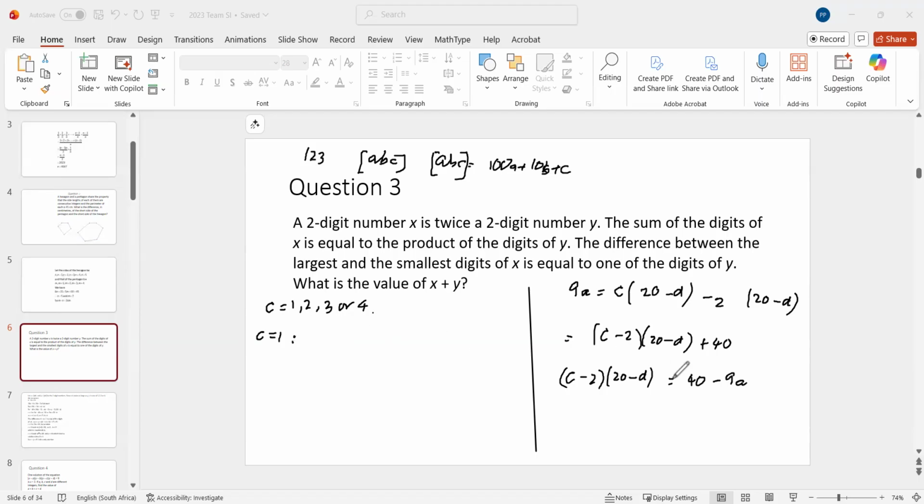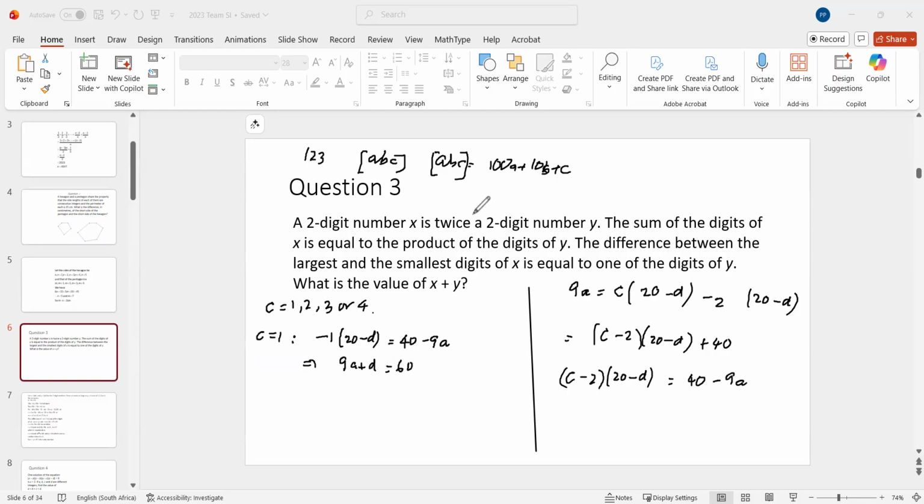I'm going to look at my equation and see what happens. So C equals 1 means I got C minus 2 is negative 1 into 20 minus D. That is equal to 40 minus 9A. Now these numbers, 40 and minus 20, gives you 60. So you can say this 9A, if you bring it to this side, becomes plus 9A, plus D is equal to 40, minus 20, you bring it to the other side.